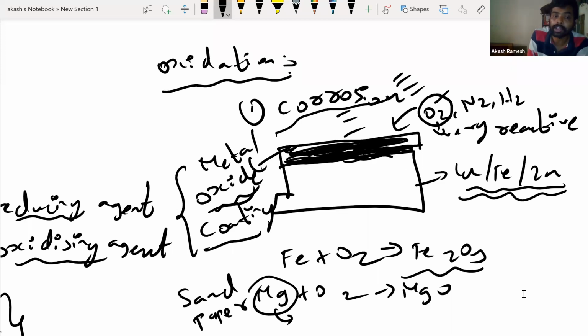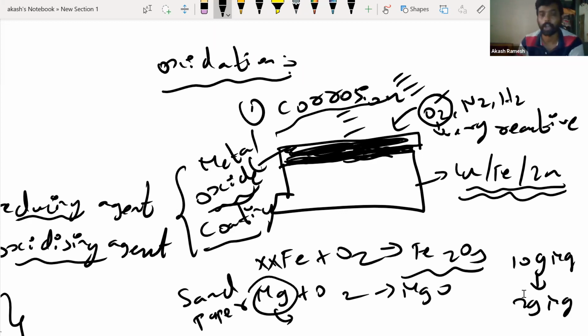Why did I have to do it? Because there will be a coating of magnesium oxide already on the surface of the magnesium ribbon, right? So to remove that, you go for sandpaper. You remove the coating on the surface, then you make the reaction happen. Obviously, when you have rubbed with sandpaper, some amount of magnesium is lost. Some magnesium would have formed magnesium oxide, and that coating only you're removing. Say I had 10 grams of magnesium, but in the coating, 2 grams of magnesium would have gone along with magnesium oxide, in the form of magnesium oxide. So obviously this 2 grams is a loss to us, correct?